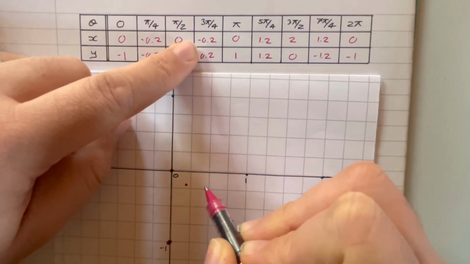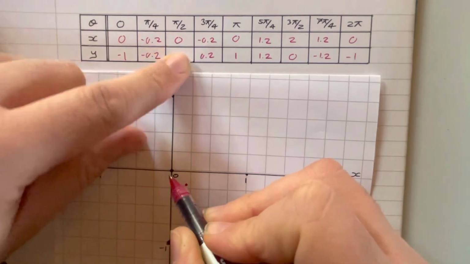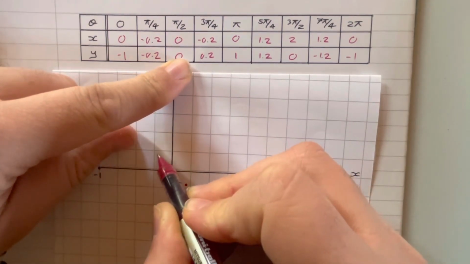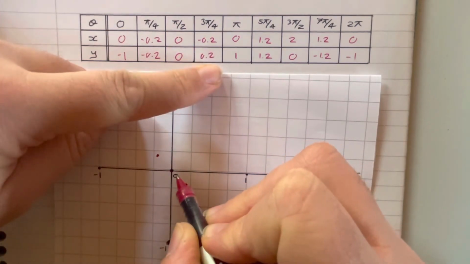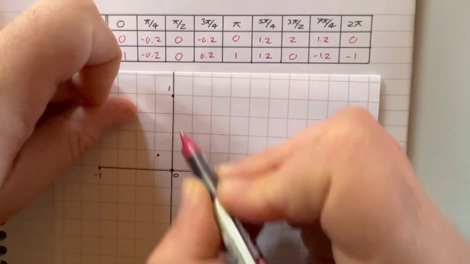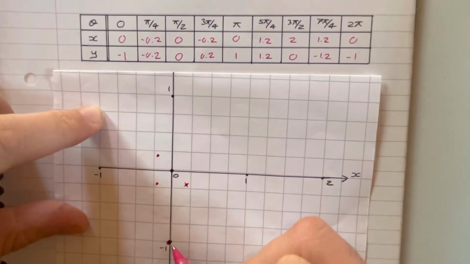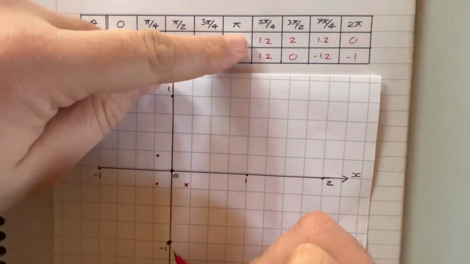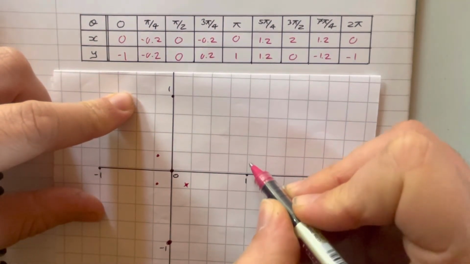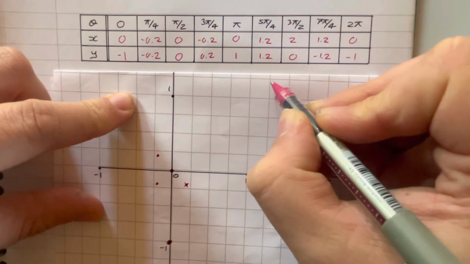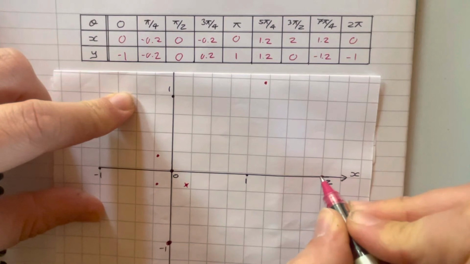Then we've got x is minus 0.2, y is 0.2. So that's up here. And then x is 0, y is 1. So that's up here. Oh, sorry, that should be up there, not there. Apologies. Then we've got 1.2, 1.2, which is up there. And then x is 2, y is 0, so that's down there.